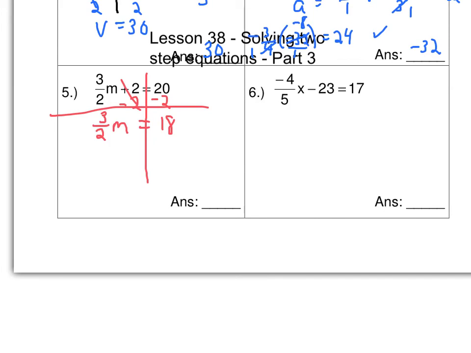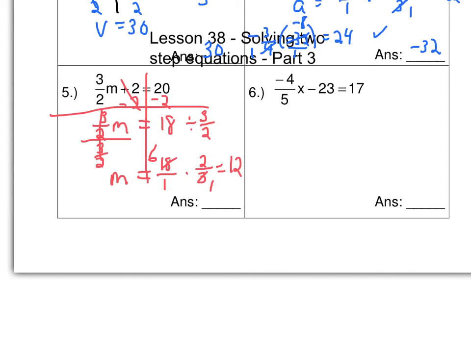So now I'm going to divide by the 3/2, because anything divided by itself makes 1. So whatever I do over here, I have to divide this by 3/2. So this cancels, and I get m equals 18 over 1 times 2/3. Cross reduce, and I get 12.